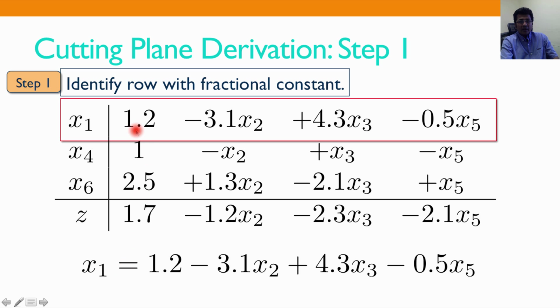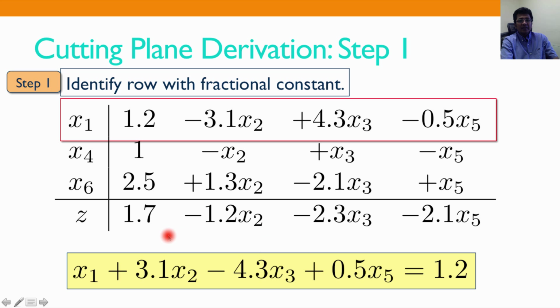So x1, I've just rewritten this row, is 1.2 minus 3.1 x2 plus 4.3 x3 minus 0.5 x5. Let's take this row and let's rearrange things. Okay, let's move all the variables to one side and keep the constant to the other. I hope this part does not pose any challenges. We've just rearranged this. So minus 3.1 becomes plus 3.1, plus 4.3 becomes minus 4.3, and minus 0.5 becomes plus 0.5. That's it. Just rearranged. So far, so good.